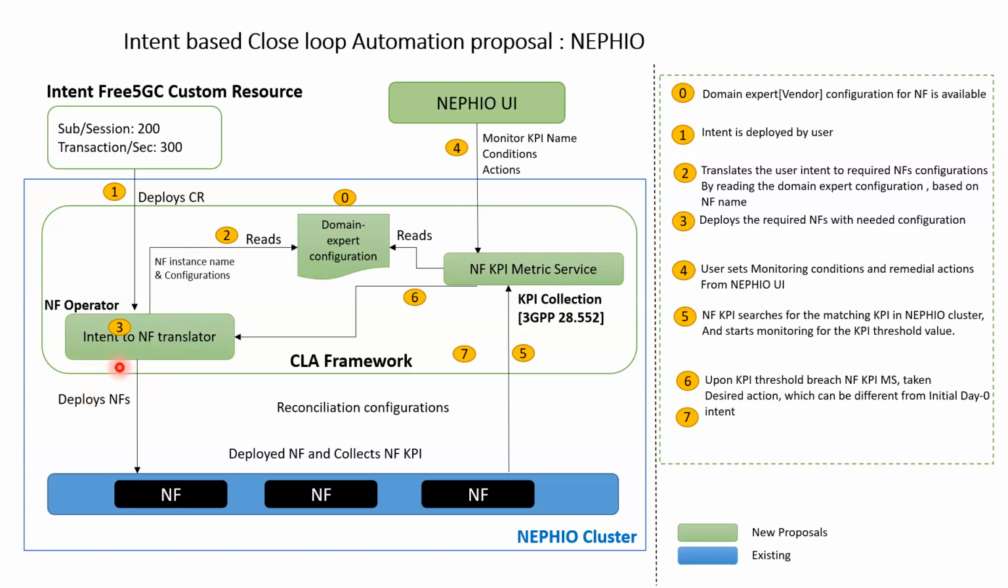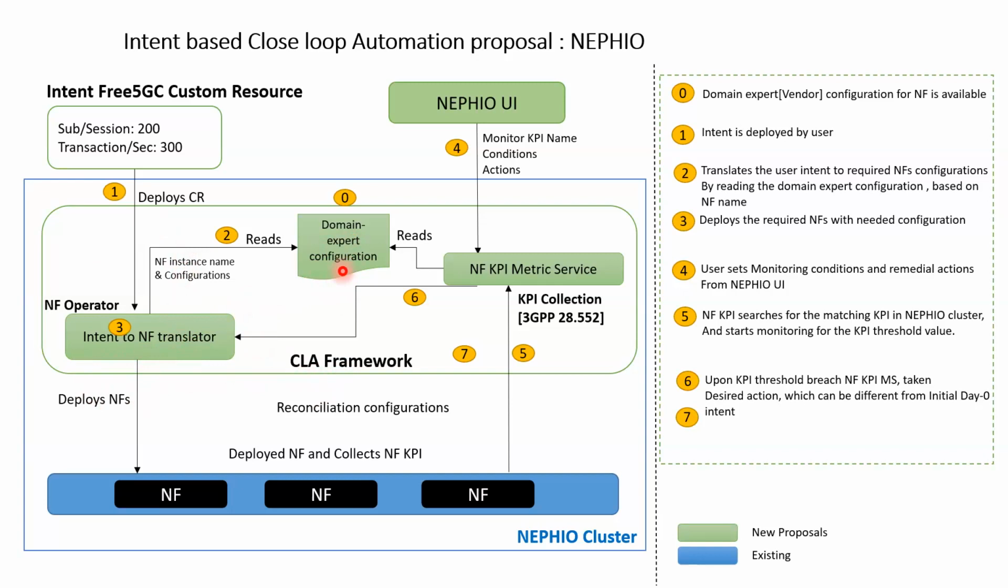We'll have some sort of intent-to-NF translator component within a CLA framework, that is the closed loop automation framework. In our case, we had prepared some sort of domain expert configuration, which was pre-prepared. If I could show you the Excel sheet, we did it with some sort of Excel sheet.